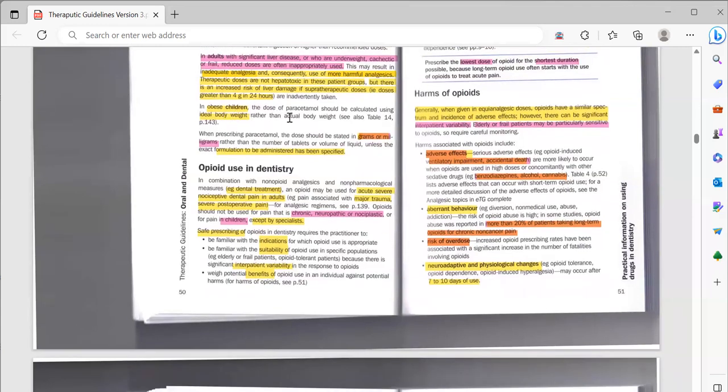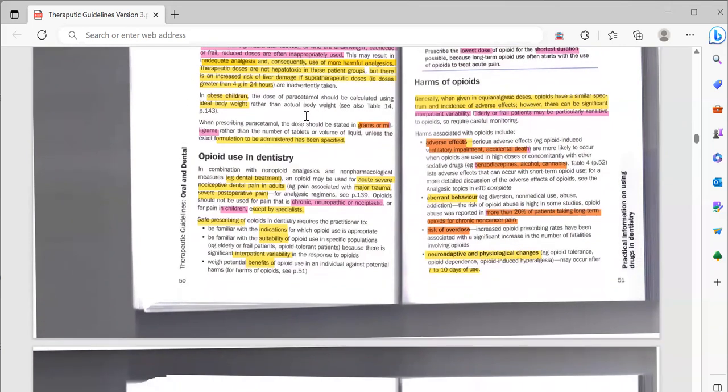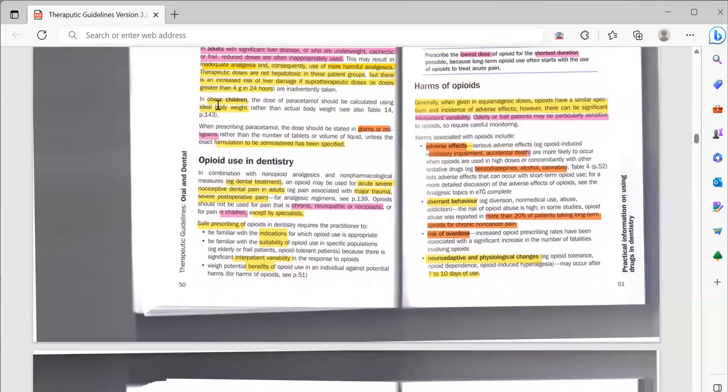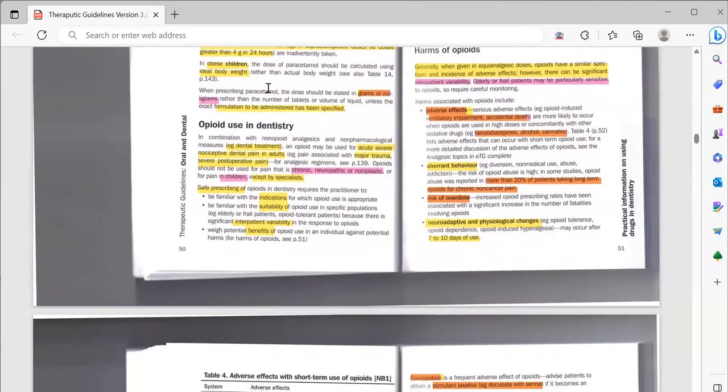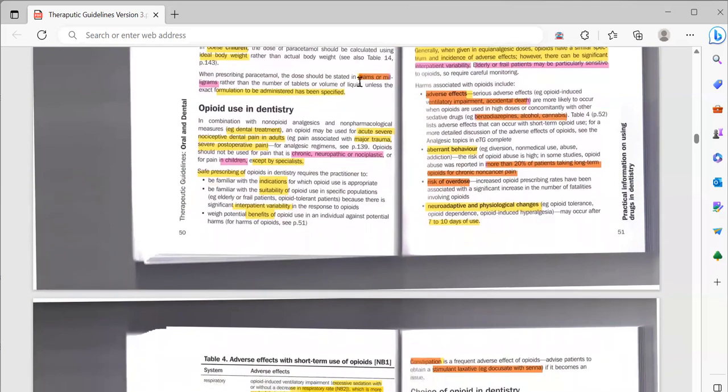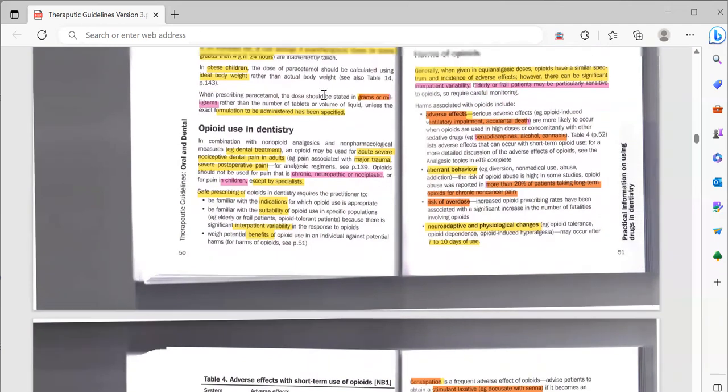In obese children, the dose of paracetamol should be calculated using the ideal body weight rather than the actual body weight. Because in obese children, if we counted according to the actual body weight, it would be a supratherapeutic dose, right? So in obese children, we would use the ideal body weight. When prescribing paracetamol, the dose should be stated in grams or milligrams rather than the number of tablets or volume of liquid, unless the exact formulation to be administered has been specified.